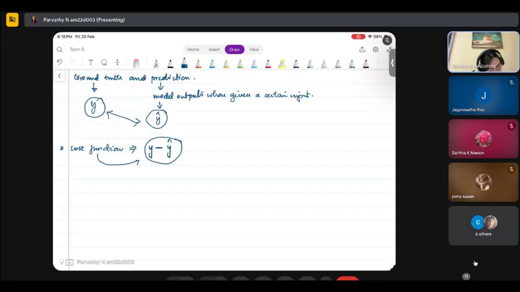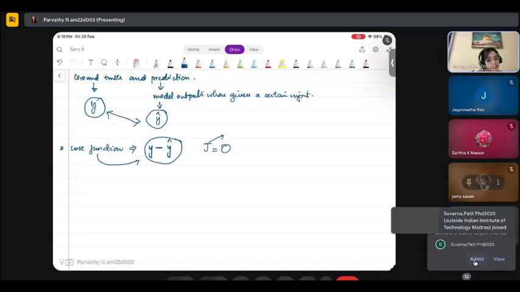And when y hat equals y for every example, then the cost function J will become 0. That is, if it is a line that we are using as the hypothesis function, then the line is a perfect fit for that data. That is what it means. But the larger the gap between the predictions and the ground truth, the larger this J will become.